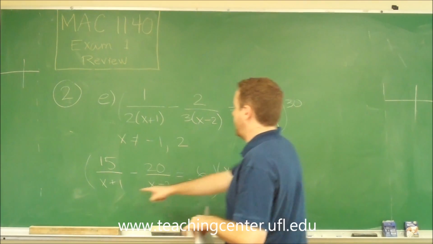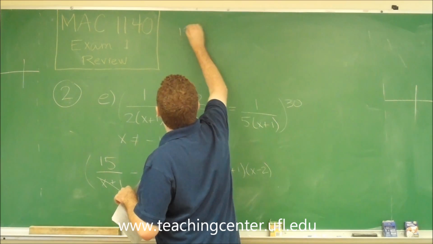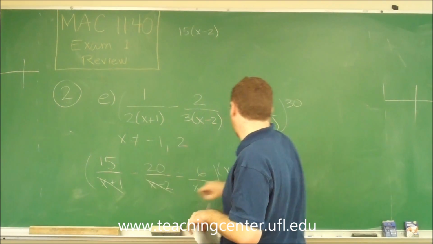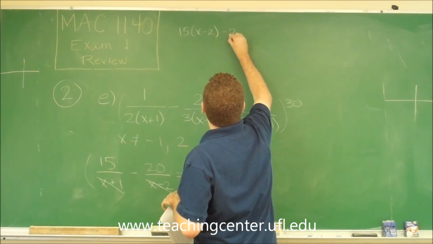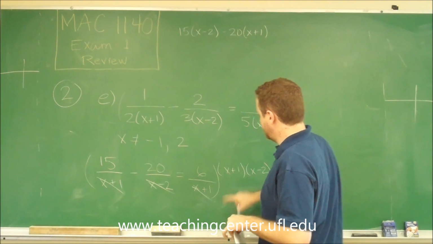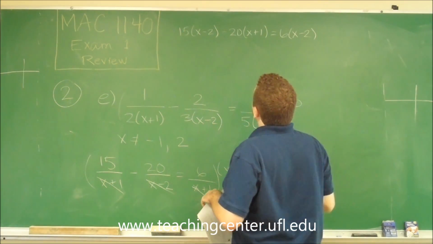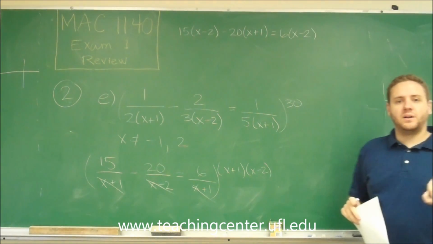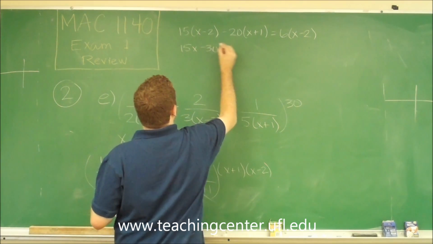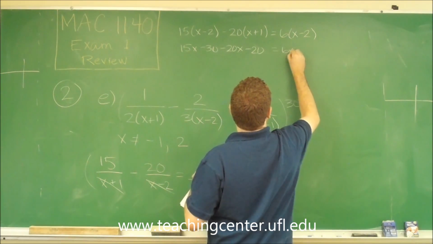So when we multiply by this one, the x plus 1 goes away. We're left with x minus 2 times the 15. When we multiply by this one, the x minus 2 will go away, and we'll get minus 20 times x plus 1. And over here, the x plus 1 will go away, and we'll be left with 6 times x minus 2. So now we just need to distribute all of those and combine all of our like terms. So we have 15x minus 30 minus 20x minus 20 equals 6x minus 12.